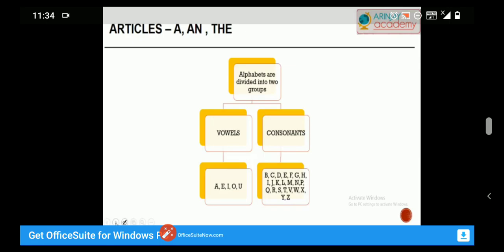As we all know, there are 26 alphabets in English language and they are divided into two groups, vowels and consonants. Vowels comprise A, E, I, O, U, whereas consonants are the rest of the letters.